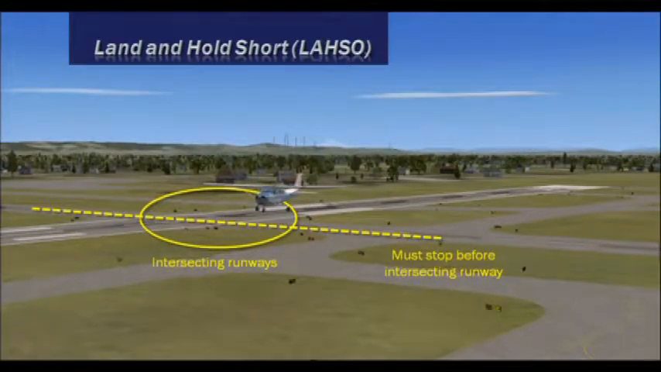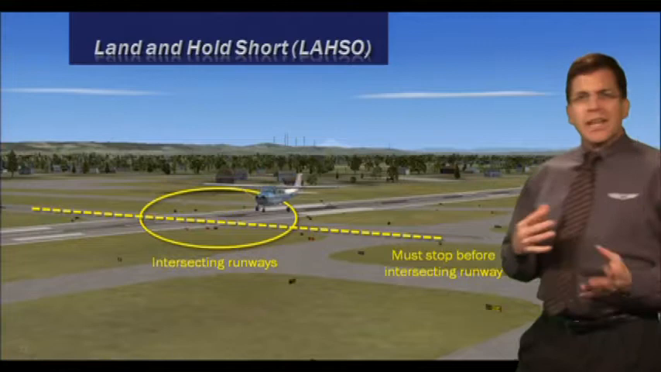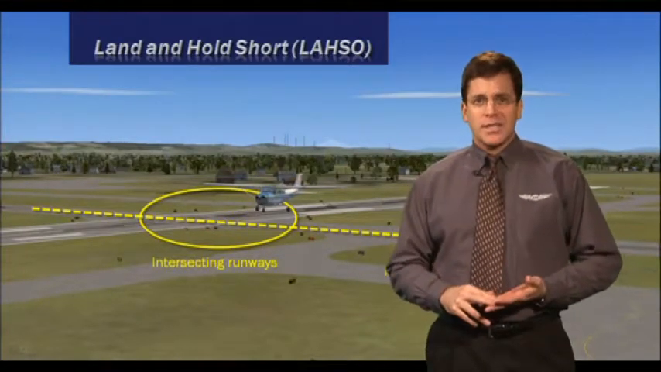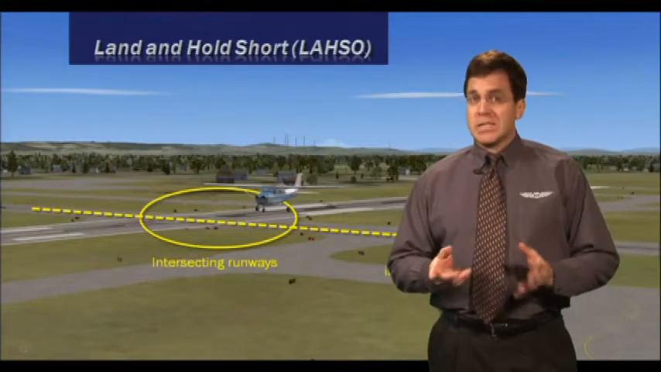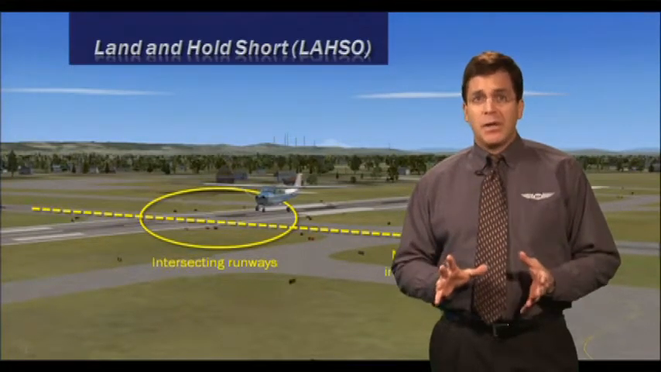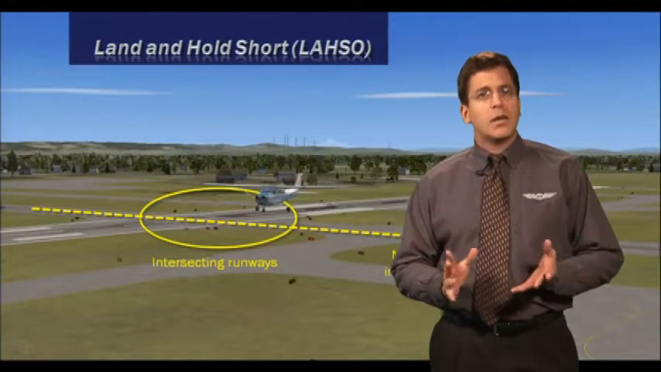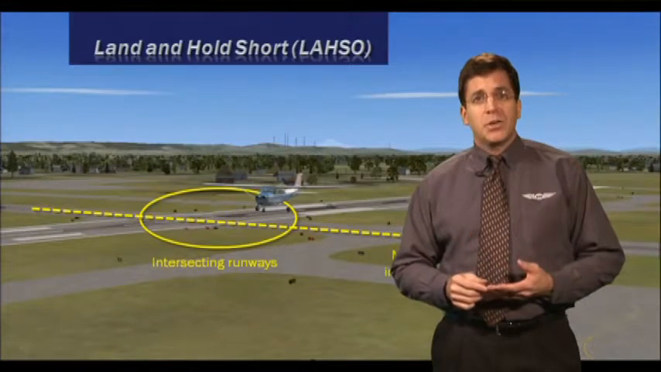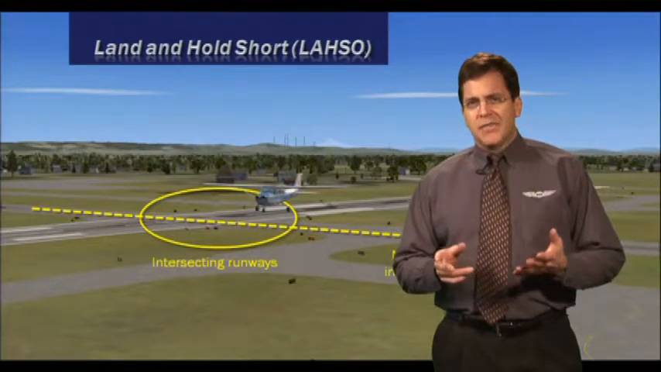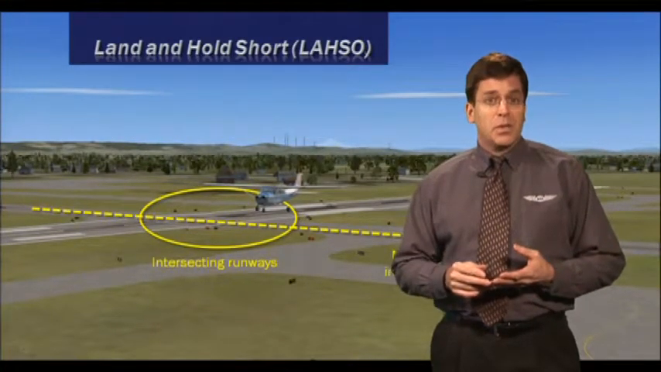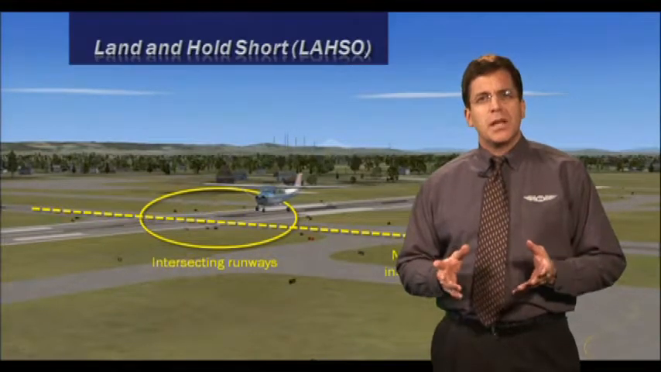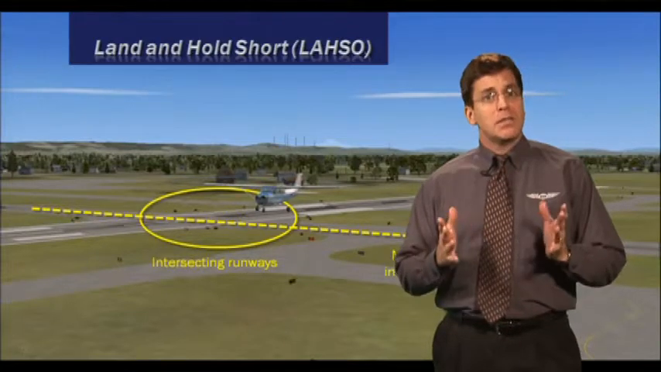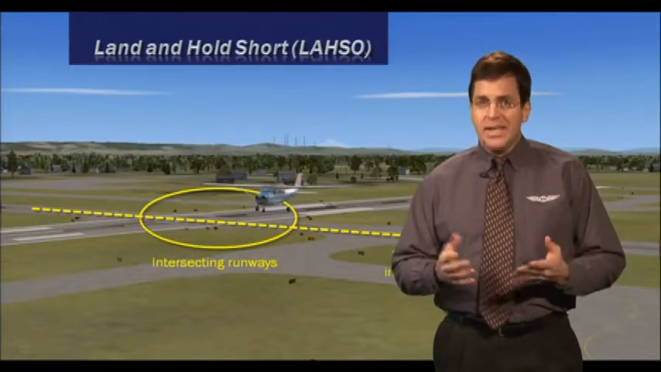Because land and hold short operations require precision landings, a student pilot should not accept a land and hold short clearance. In fact, even if you're an experienced pilot, if you have any doubt about your ability to comply with a land and hold short clearance, you must notify air traffic control and receive an alternative clearance. And if for some reason you must abandon an approach and go around, you must do so within the first third of the usable landing distance, and you must inform the controller immediately of your intentions.